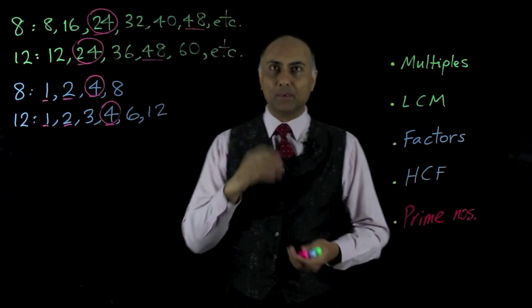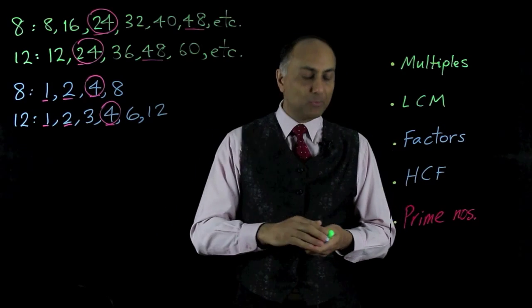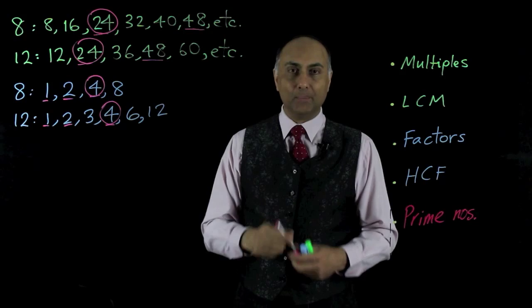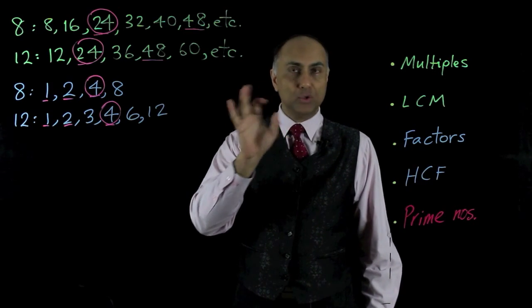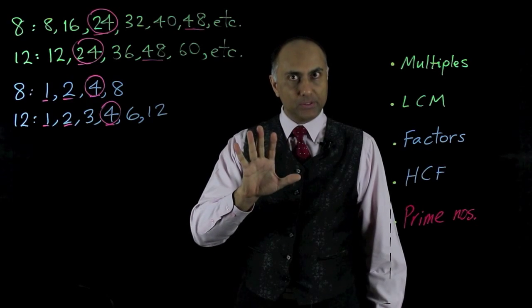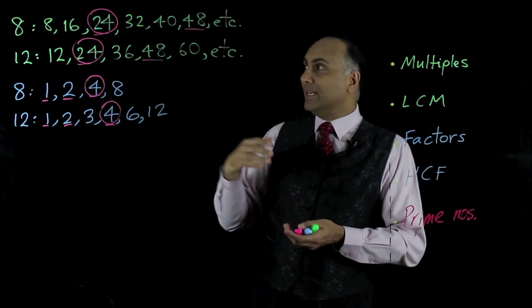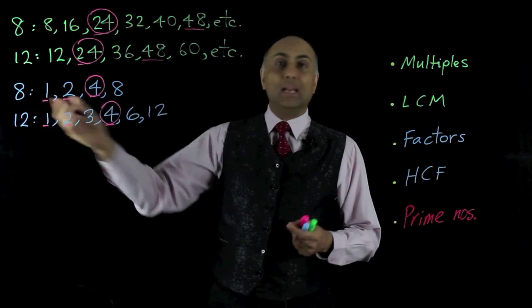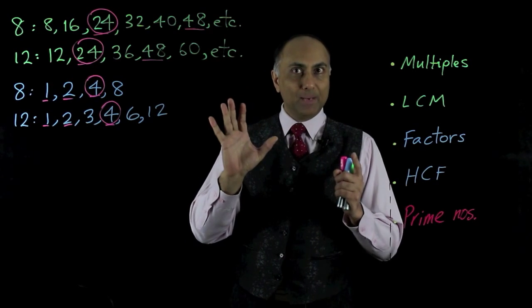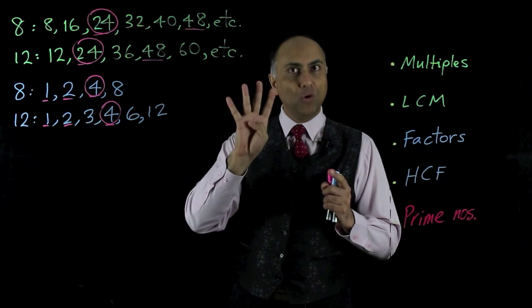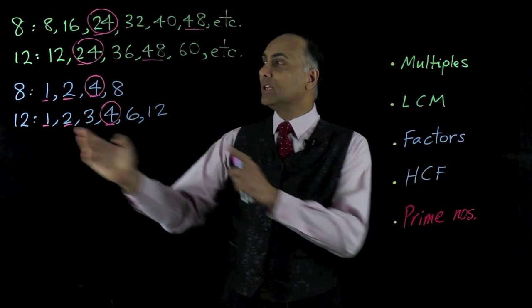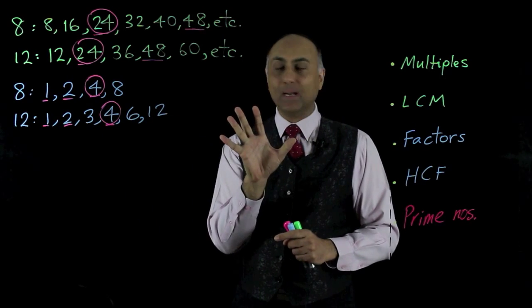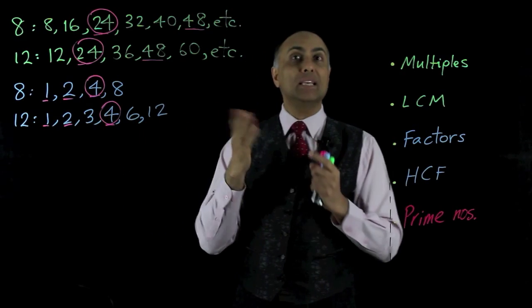Now let's come to prime numbers. There's a little confusion sometimes with prime numbers, but it's very easy to clear up. A prime number is a number that has exactly 2 factors. No more than 2, no fewer than 2. Now, if we take 8, clearly it is not a prime number because it has 4 factors, and a prime number must have exactly 2 factors. 12 is clearly not a prime number because it has 6 factors.